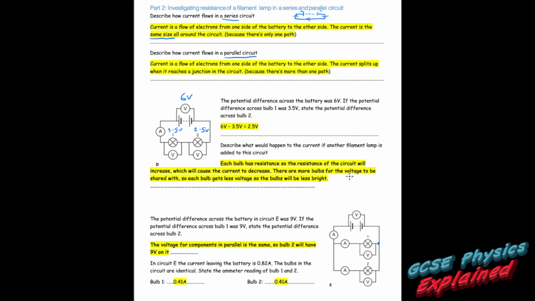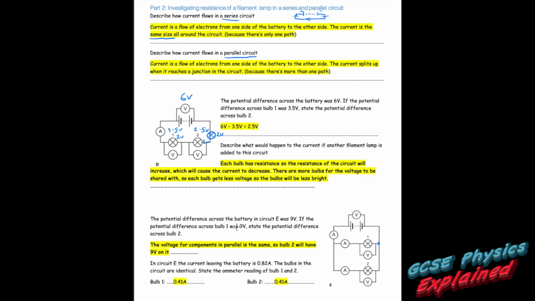There are more bulbs for the voltage to be shared with, so each bulb gets less voltage, so the bulbs will be less bright. So for example, if we popped another bulb in there, you might have 2 volts on there, 2 volts on there, and 2 volts on there, which equals the 6 volts. So each bulb would be dimmer because they get less voltage.